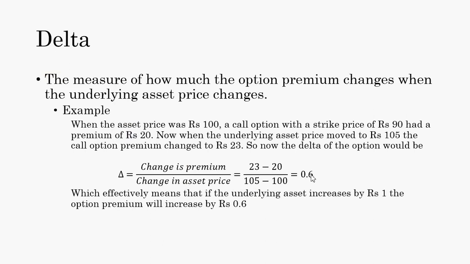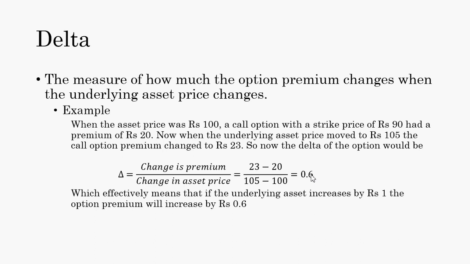Delta is nothing but the measure as to if the underlying asset price is going to change by 1 rupee, how much will the option premium change? So that is the delta measure. For example, let's take that there is an asset which is priced at rupees 100 and there is a call option which has a strike price also at 100 and currently a premium of 20 rupees. Now, when the asset price is moving from 100 to 105, let's say that the premium of that call option from 20 changes to 23.